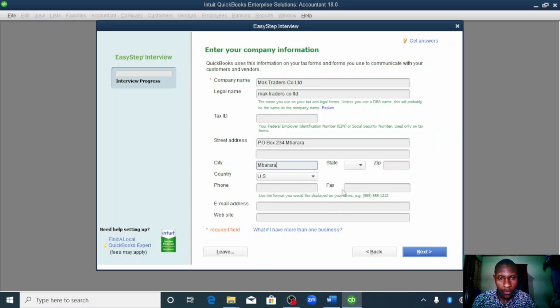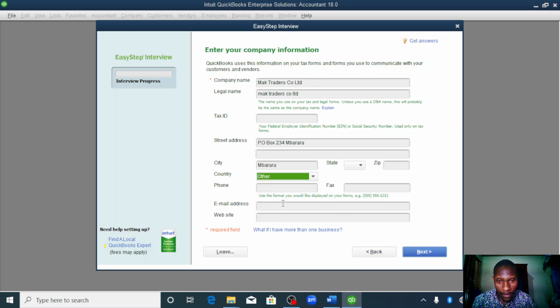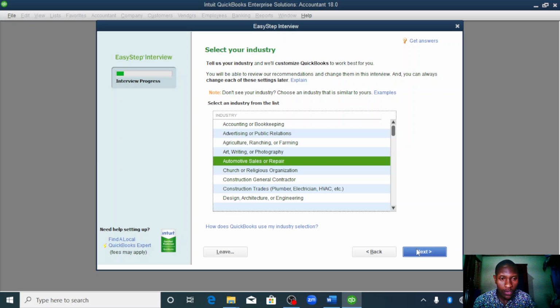Country, we go to other. Email, we are given Mark at Africa online .co.ug. We go to next. We select the industry. We shall select automotive, sales and repair. We go to next.